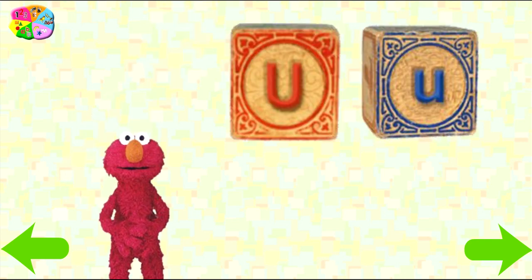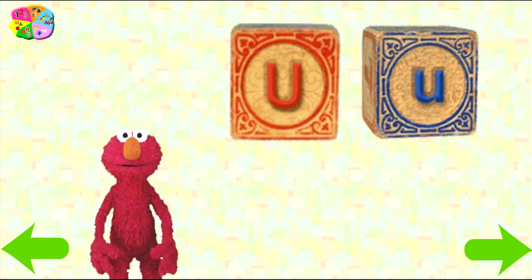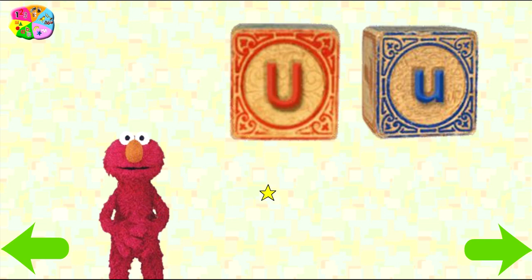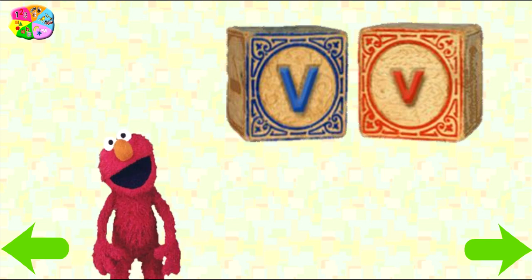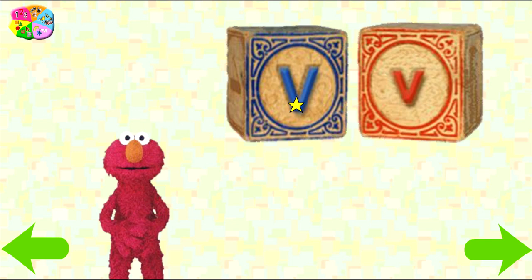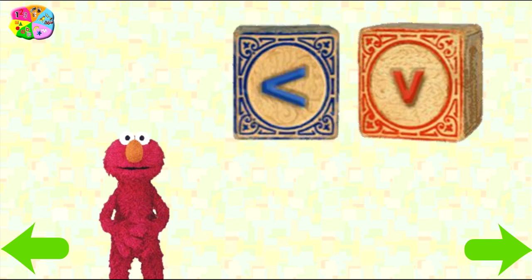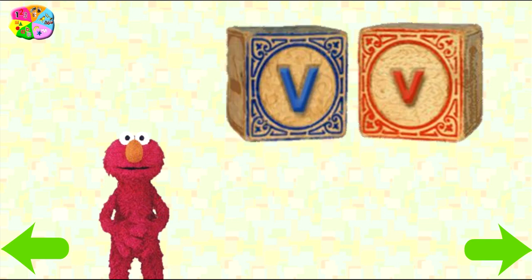Toaster. U. Elmo wants to hear what sound that letter can make. Move your star to it. U. V. Let's hear the sound that this letter makes. V.